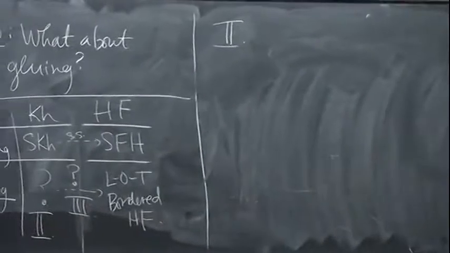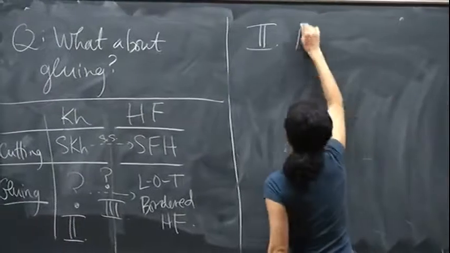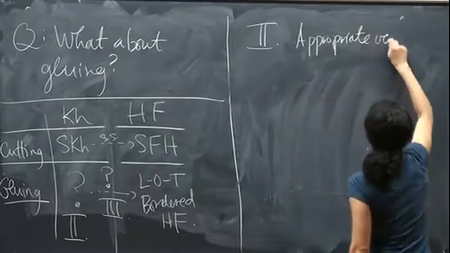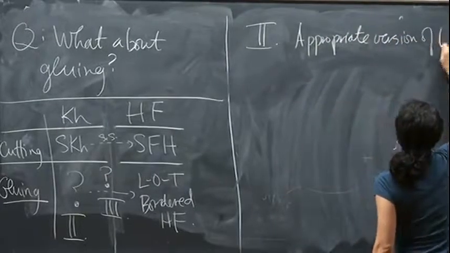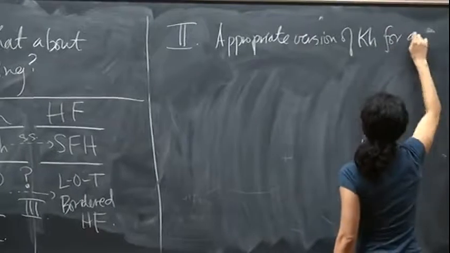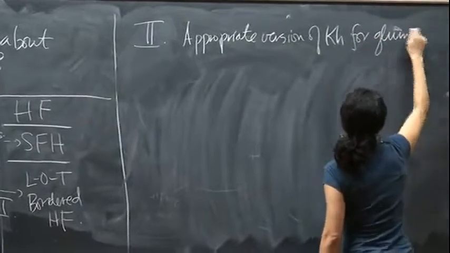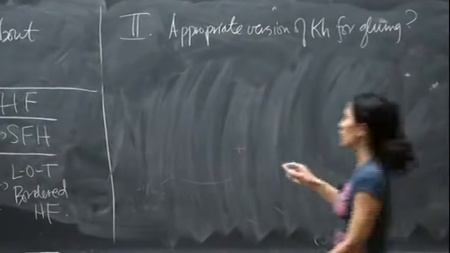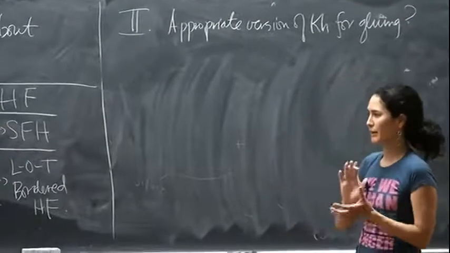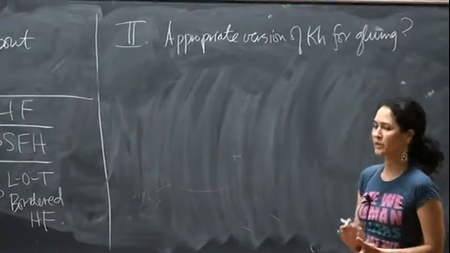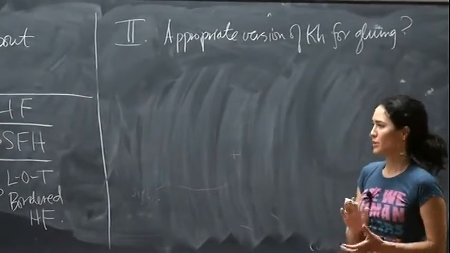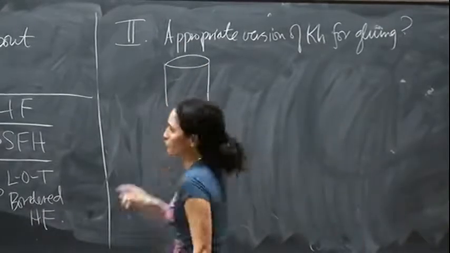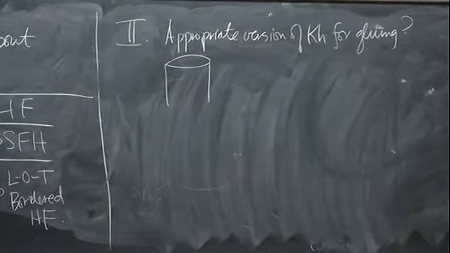What about this first question mark? So what's the appropriate version of Khovanov homology that allows you to talk about gluing? I could be talking about many different things when I say gluing, but I'm just going to restrict to a particular situation, which is the inverse of this cutting operation that I discussed here.